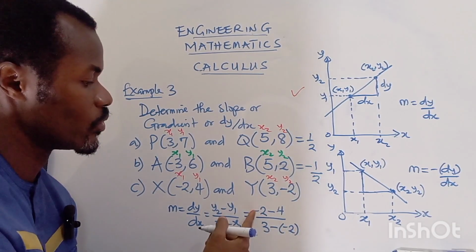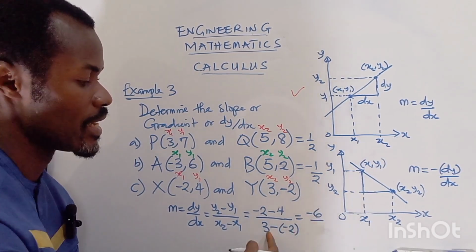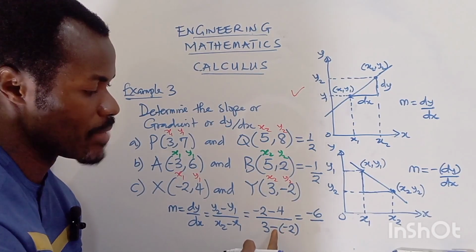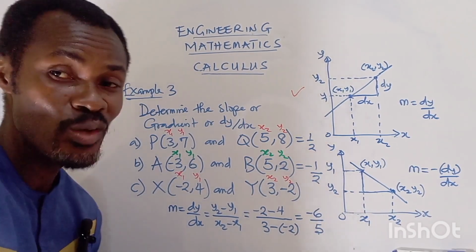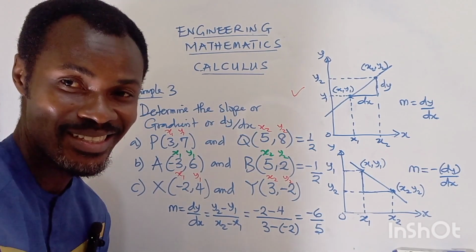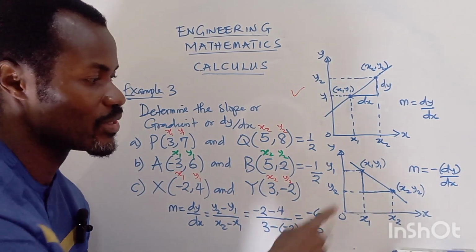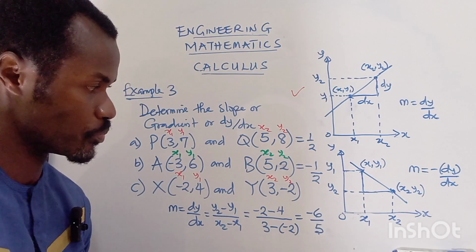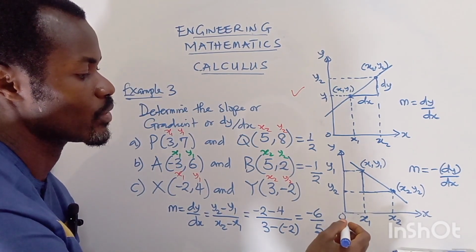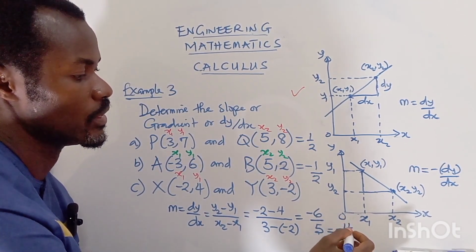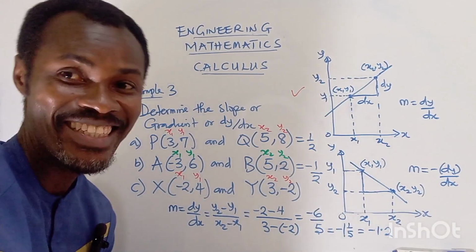So what would this give us? We have minus 2 minus 4, which gives us minus 6. And 3 minus minus 2: minus times minus is plus, so 3 plus 2 is 5. So our slope is minus 6 over 5, which also shows that our graph is going to look like this. We can as well say this is minus 1 1/5, which is also minus 1.2 in decimal.